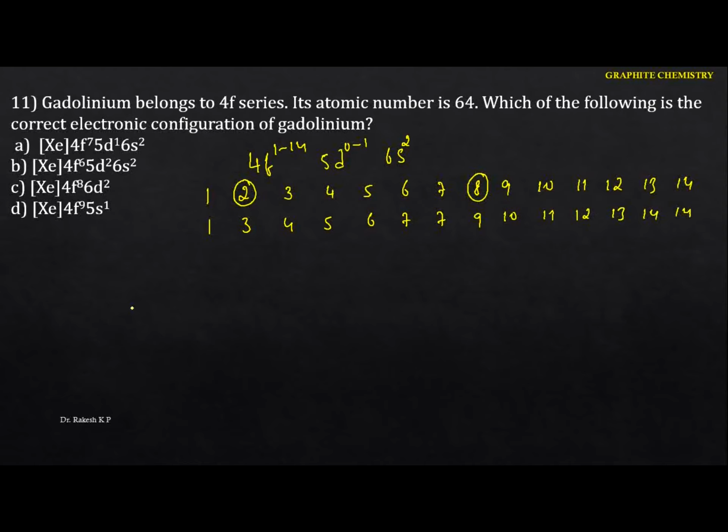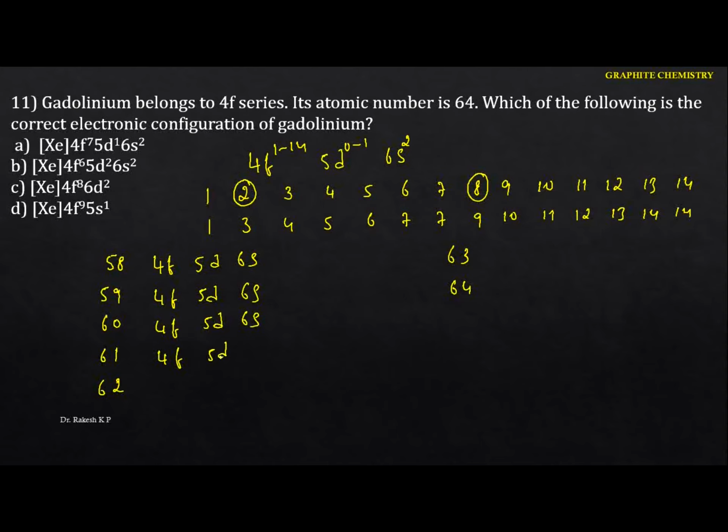Just go to this one here. Let me take the particular atomic numbers here. For the lanthanoids, I can take it from 58, the next is 59, then 60, 61, 62. I'm going to write here 63, and also 64. So what is the general electronic configuration? I'm going to write it as 4f 5d 6s, here also 4f 5d 6s.